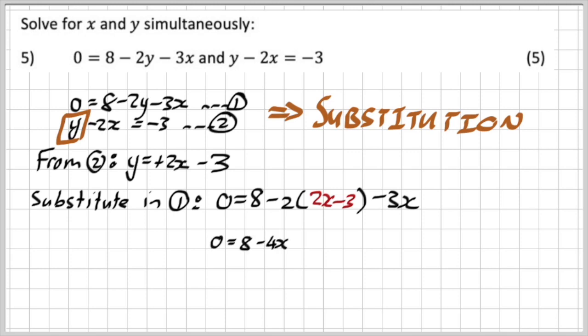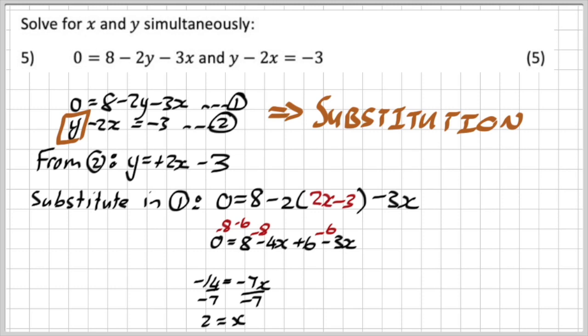By distributing the negative 2 in, I now again have a linear equation. So I'm going to isolate x. Subtracting 8 and 6 on both sides, having the x's on the right-hand side, I'm going to divide both sides by negative 7, so x is equal to 2.